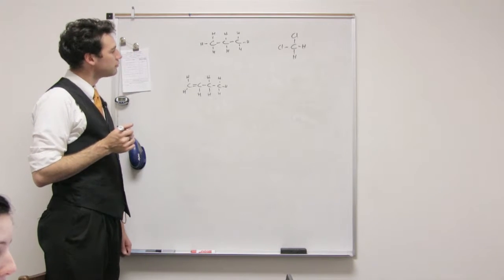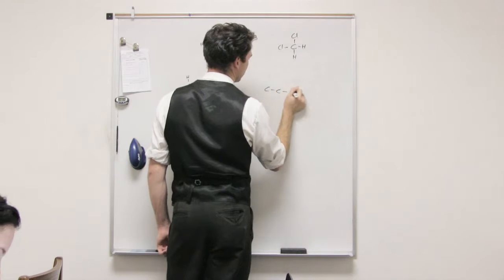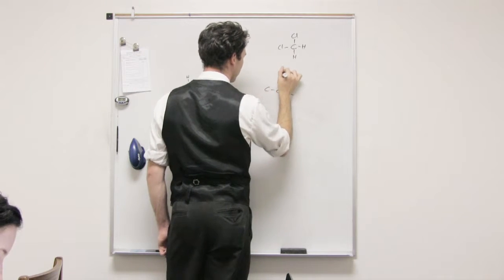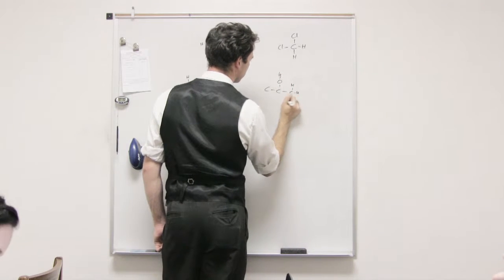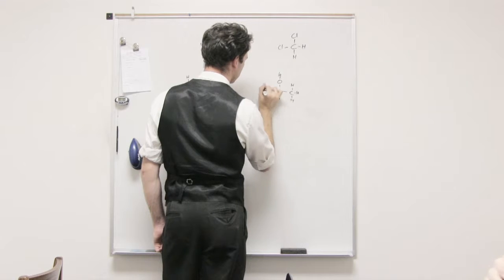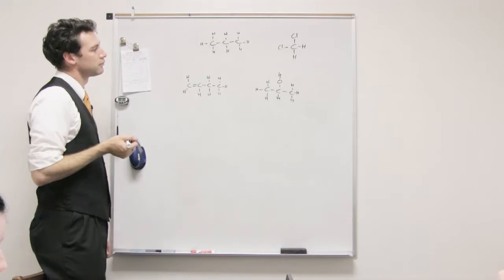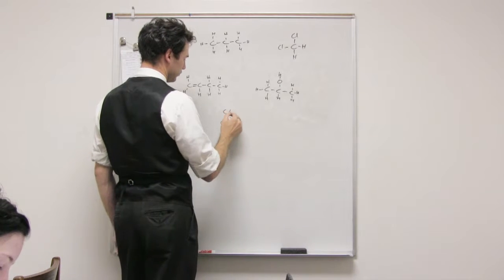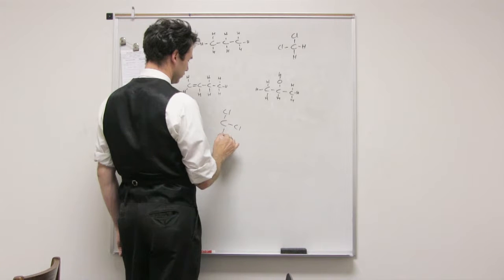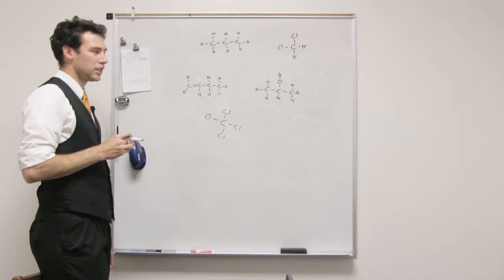And isopropanol. So that means we got a C, a C, a C. We got an OH right there off the middle because it's iso. Okay, what's next? CCl4. Is that all? Yeah. Okay.